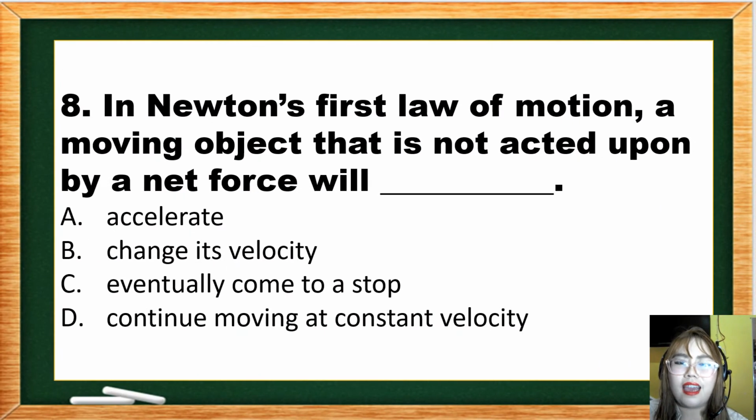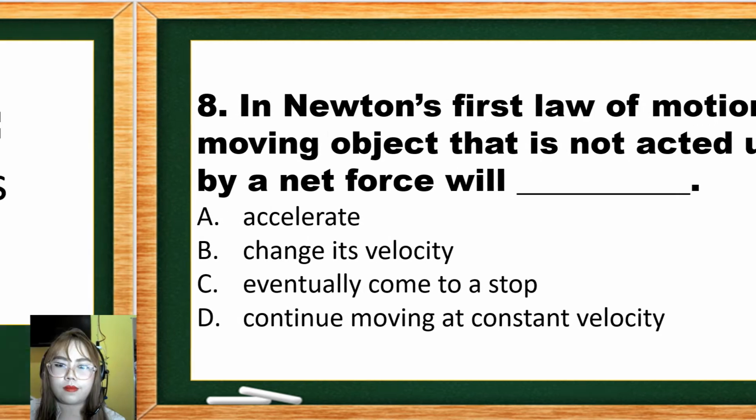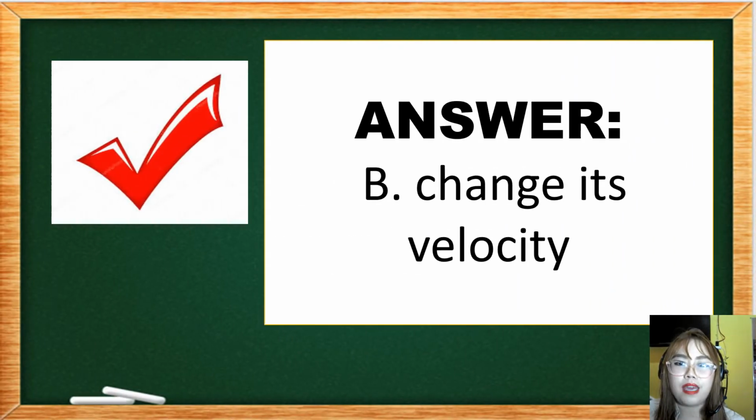Number 8. In Newton's first law of motion, a moving object that is not acted upon by a net force will blank. A. Accelerate. B. Change its velocity. C. Eventually come to a stop. D. Continue moving at constant velocity. Answer: B. Change its velocity.